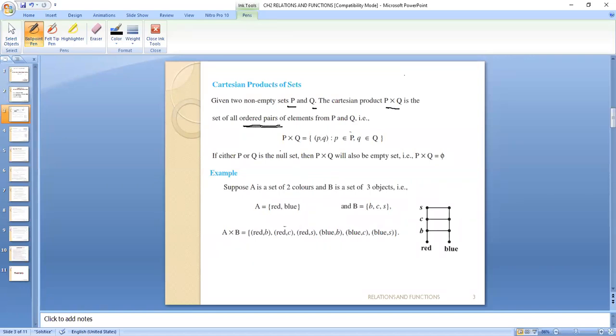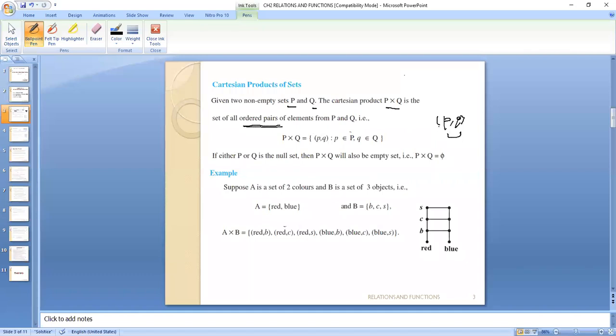And we write P by Q is equal to, this curly bracket denotes set. Set of ordered pairs, these round brackets we say ordered, and pair means two elements, right? P comma Q, two elements, we say pair. So the round brackets we are saying ordered, and these two elements we are saying pair. The set of ordered pairs (p, q) such that the first element belongs to the first set P and the second element belongs to the second set Q. This is the way of writing.